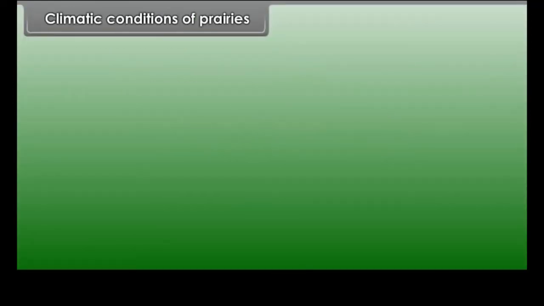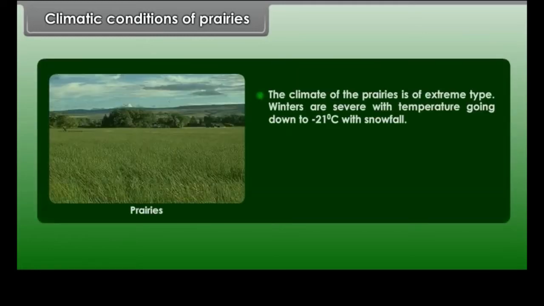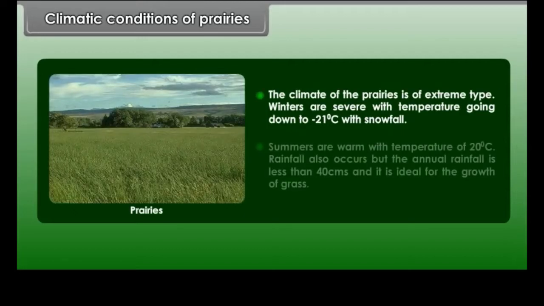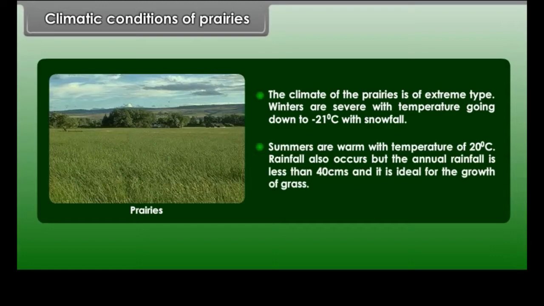Climatic conditions of prairies. The climate of the prairies is of extreme type. Winters are severe with temperature going down to -21 degrees Celsius with snowfall. Summers are warm with temperature of 20 degrees Celsius. Rainfall also occurs, but the annual rainfall is less than 40 centimeters and it is ideal for the growth of grass.